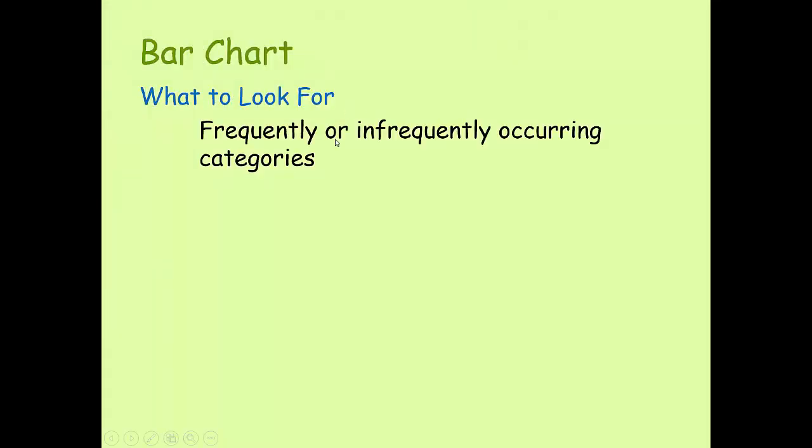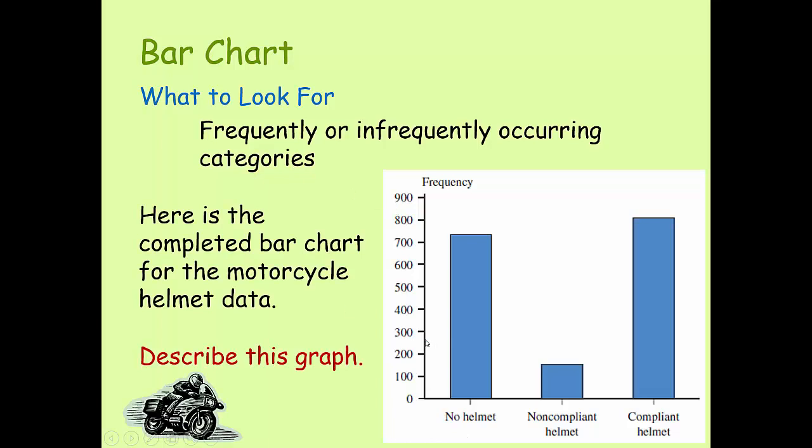and they should be proportional to the frequency or relative frequency of their corresponding category. What we look for in a bar chart is to see how something happens very frequently or very infrequently. So if we graph the motorcycle data, we can certainly see that the compliant is happening frequently, the non-compliant is happening very infrequently, and actually no helmet is showing up very frequently.